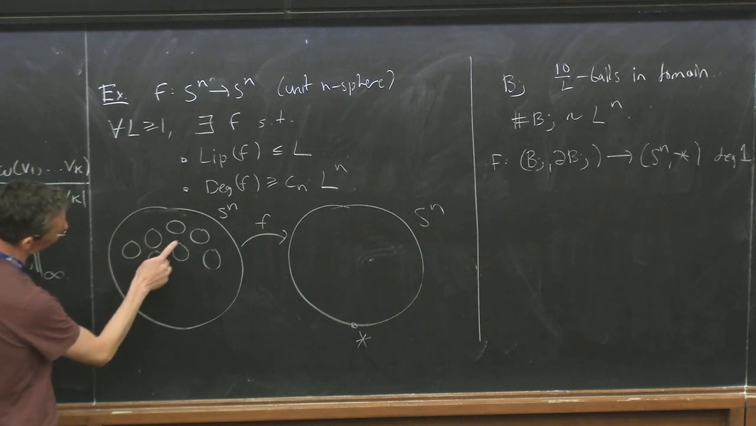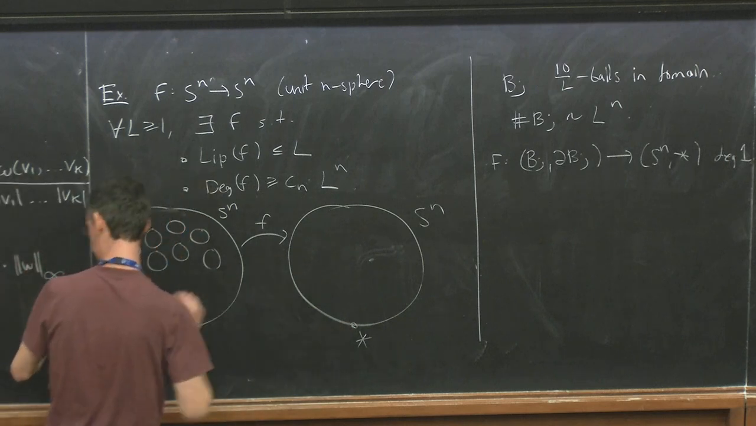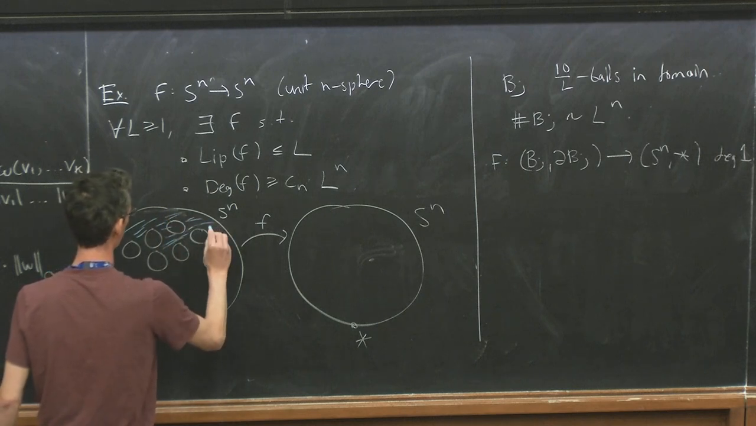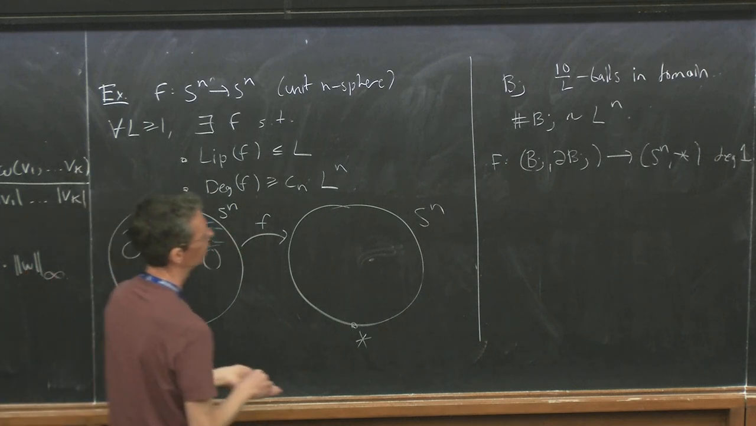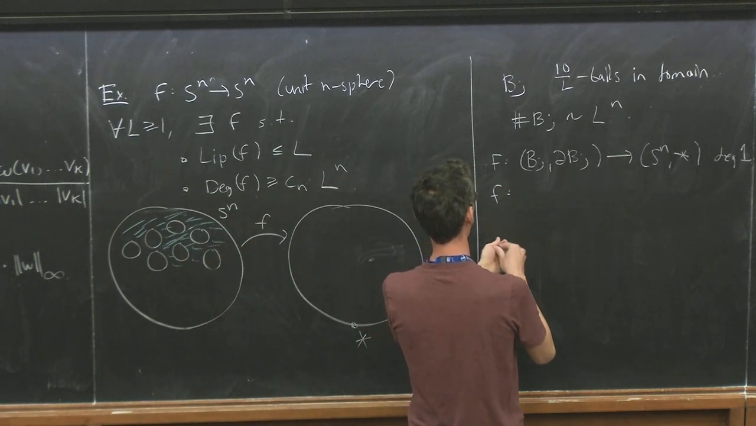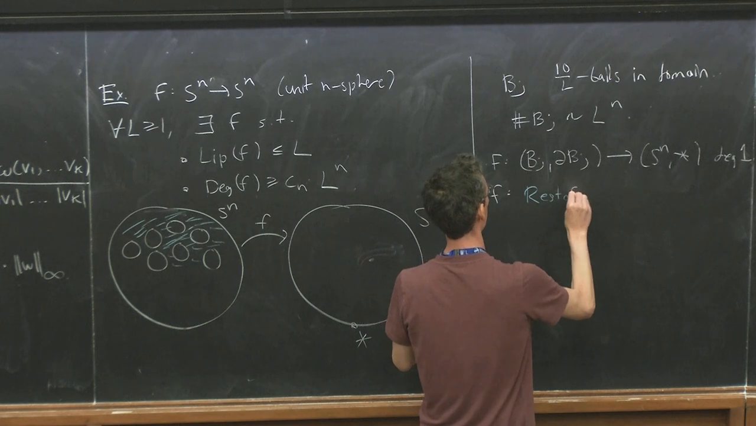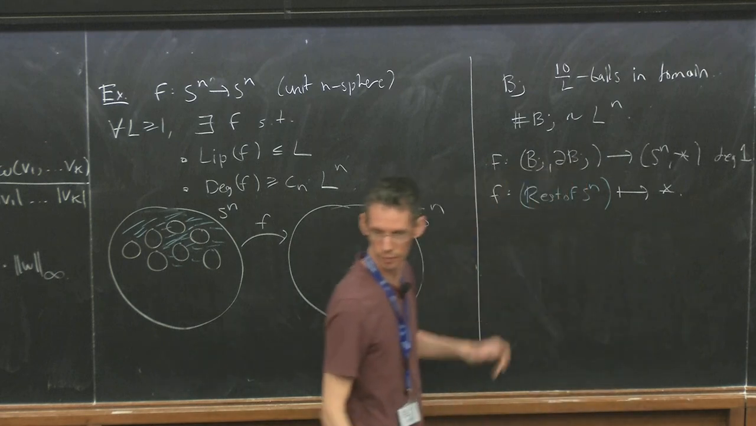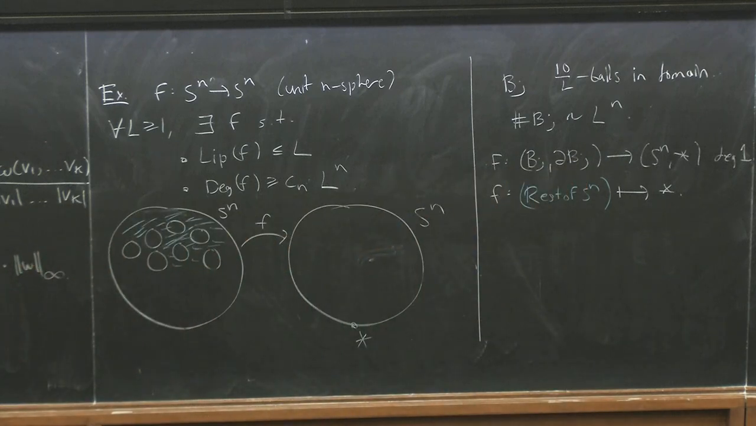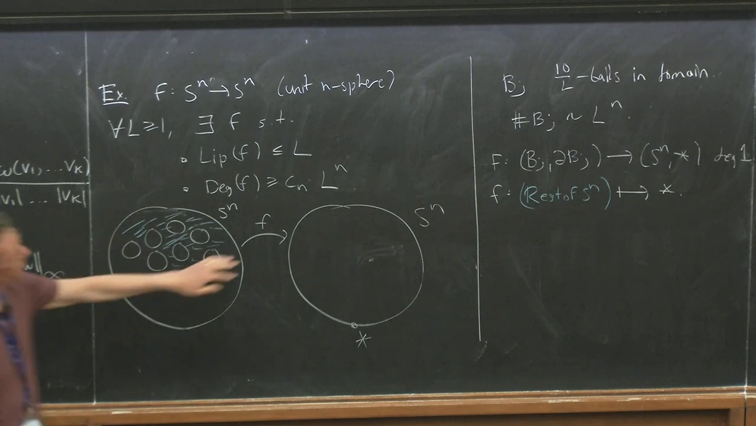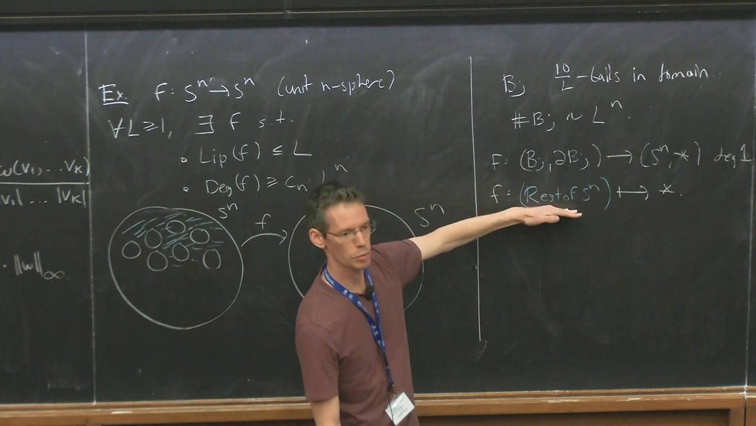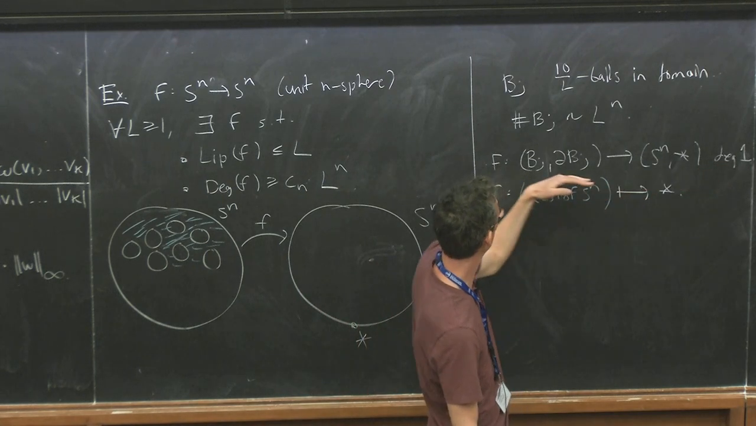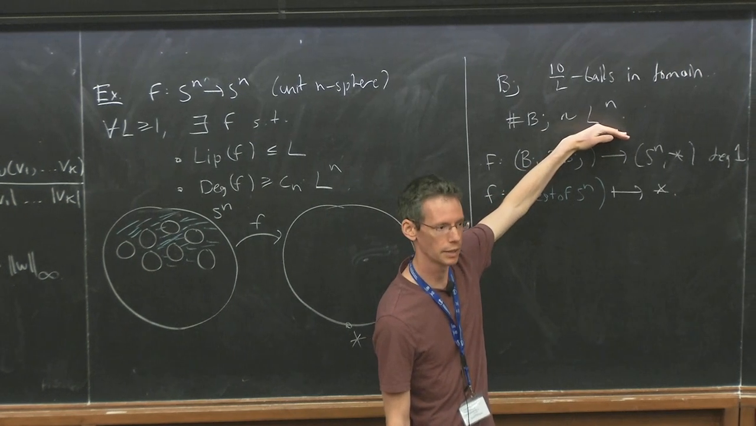And notice that it takes all of the boundaries. They all go to the base point. And that makes it easy to extend the map. So in between these balls, there's this blue interstitial region. And what F does is it maps the rest of Sn, colored in blue, and it just sends that all to the base point. OK, so it has Lipschitz constant L, because each of these had Lipschitz constant L. And this has Lipschitz constant 0. And it has the desired degree, because there's one degree for each ball, and the number of balls is around L to the n.